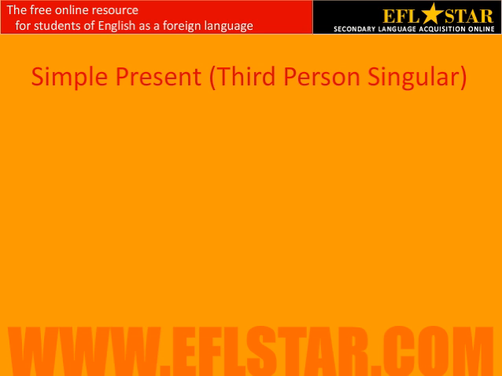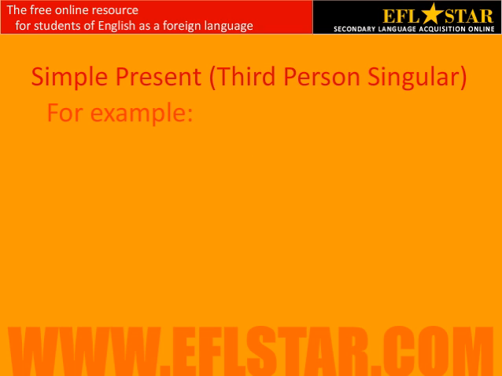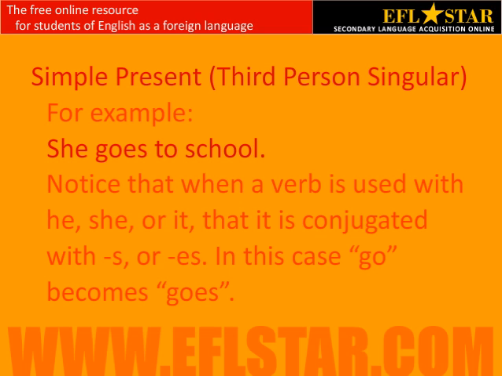Simple present, third person singular. The third person singular form usually ends with s or es. For example, she goes to school. Notice that when a verb is used with he, she, or it, that it is conjugated with s or es. In this case, go becomes goes.